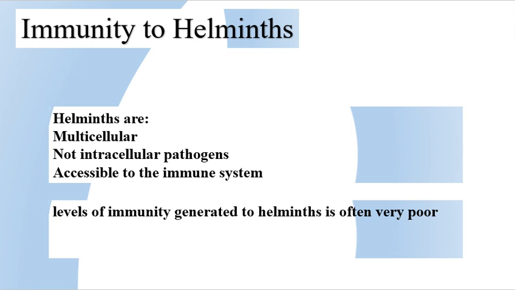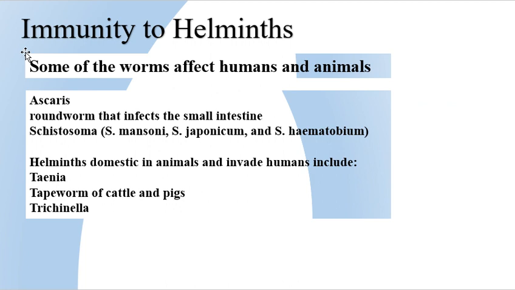In this lecture, I am going to talk about immunity to helminths. Helminths are multicellular, not intracellular pathogens, and accessible to the immune system. However, levels of immunity generated to helminths is often very poor. And I will highlight some of the worms that affect humans and animals.